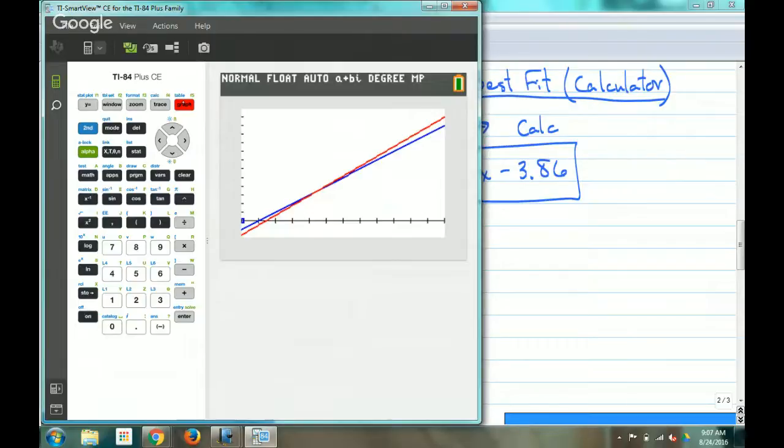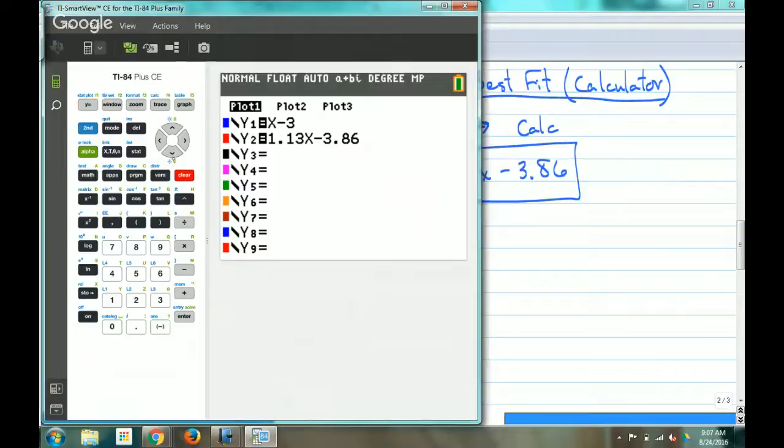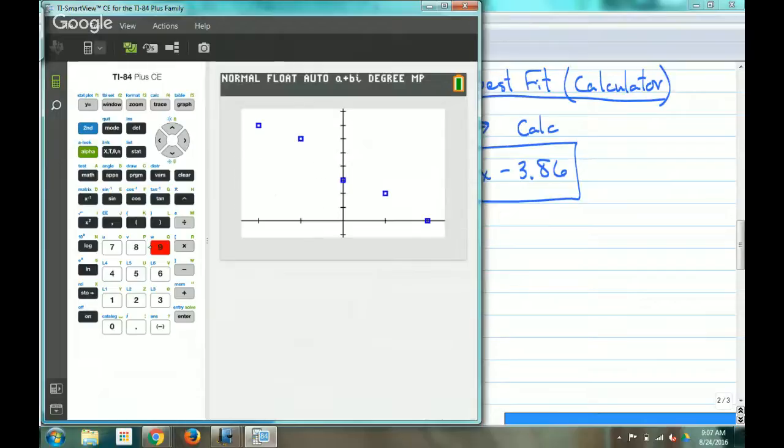So the first thing I'm going to do is clear out those equations, and they don't fit this data. So then I'm going to go zoom 9 for stat, and I should see all my points. Okay, zoom 9 for my scatter plot from my list 1 and list 2.